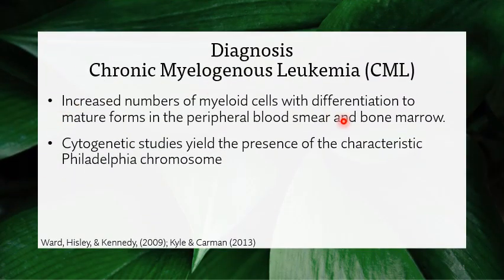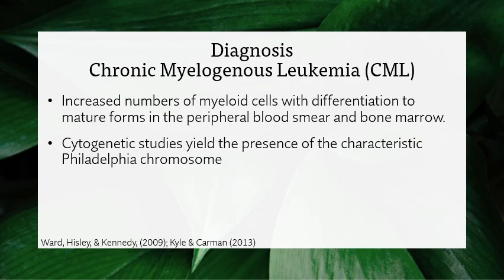How do we diagnose? We of course see increased numbers of myeloid cells from the bone marrow, and from the peripheral blood smear. So we see that there are abnormal findings in the blood smear. Cytogenetic studies also help us figure out whether the Philadelphia chromosome is actually inside the blood of the patients.